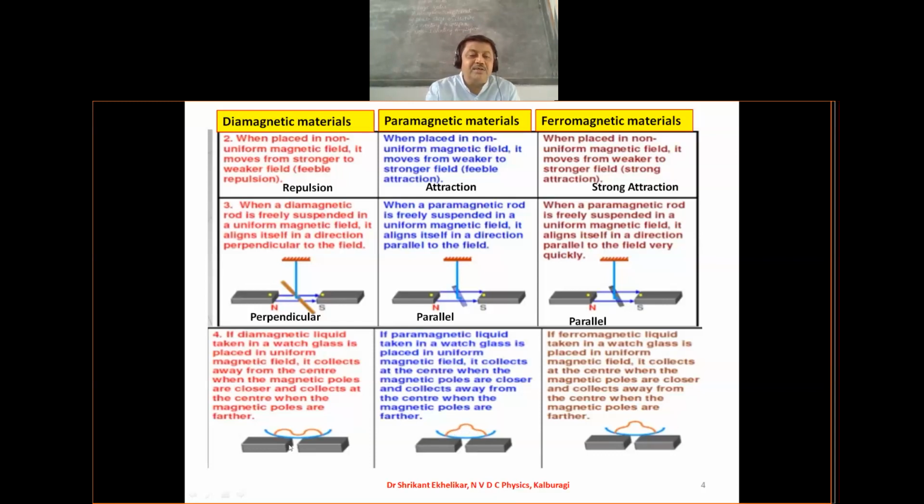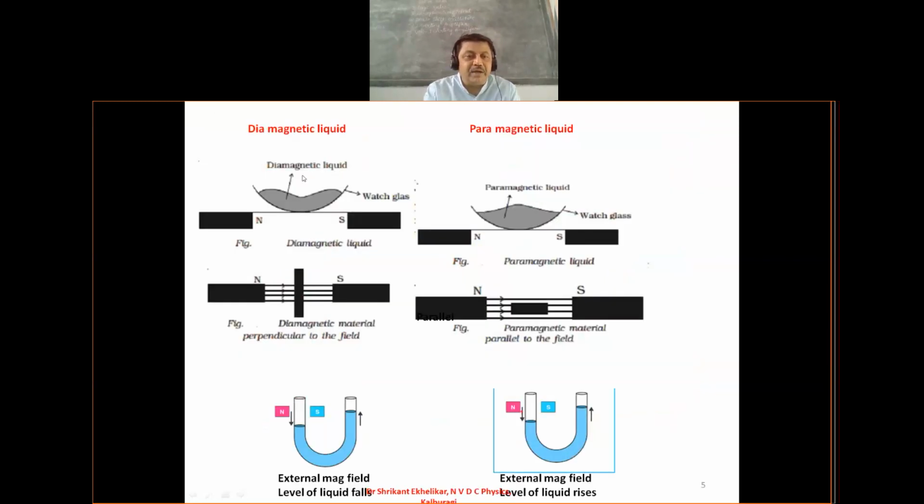For diamagnetic, it is reverse. So in the middle, there will be a dip. Same thing, for a diamagnetic liquid, there will be a dip in the middle. On either side, it will rise if it is placed on a watch glass placed on the pole pieces, north, south. Similarly, for a paramagnetic material placed in a watch glass between north and south, at the center it will rise. For diamagnetic, at the center there will be a dip.